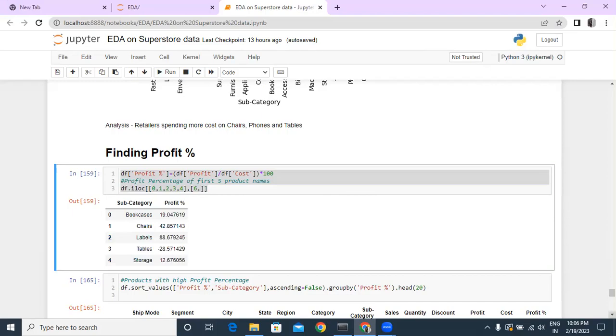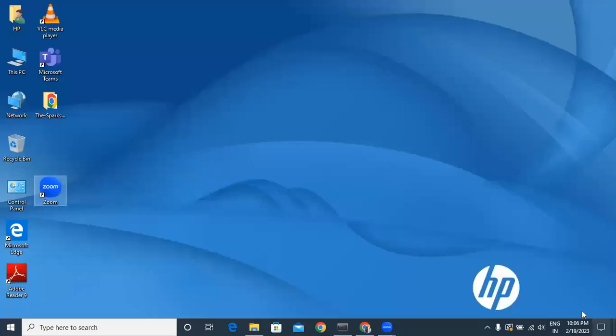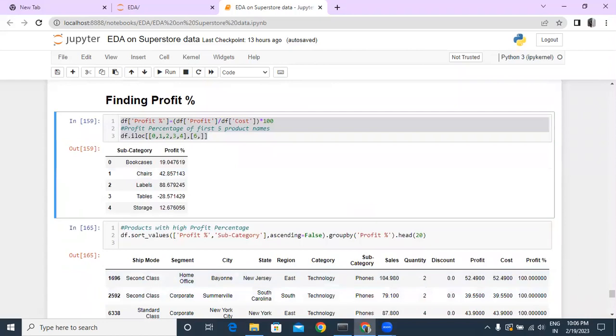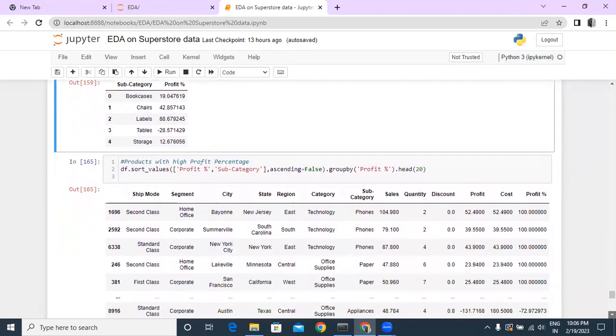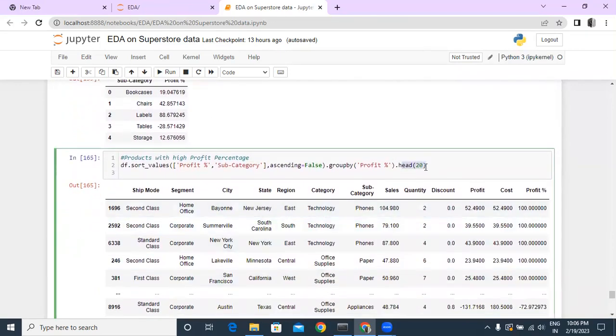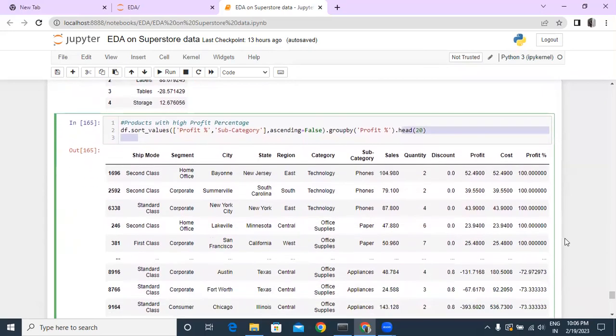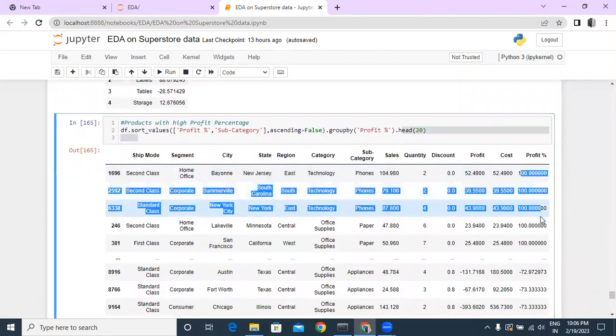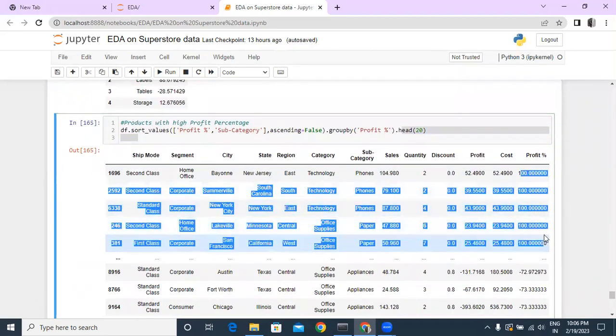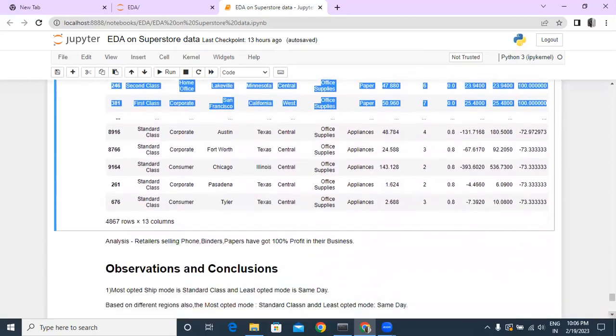Now we want to find the products with a high percentage. So we will sort the values using the profit percentage, group by subcategory, and I am using the head function to get 20 rows, and I can see that the profit percentage is highest, 100%, for these rows. That means we can see that all the retailers selling phones, binders, and papers have got 100% profit in their business.